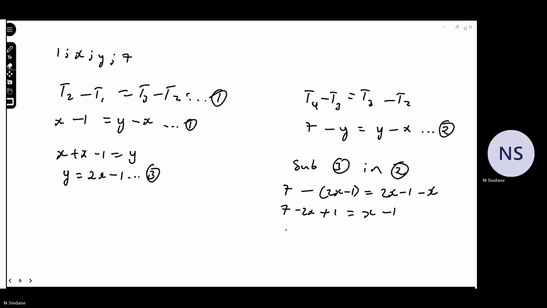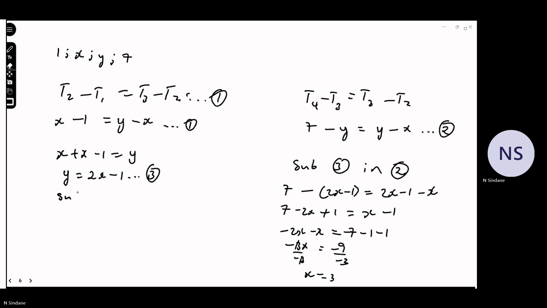This is x minus 1, and then minus 2x minus x. Okay, this equals 7, which is negative 7, negative 1, negative 1. This is negative 3x equals negative 9. Divide by negative 3, divide by negative 3. Therefore, I can see that the value of x will be 3.